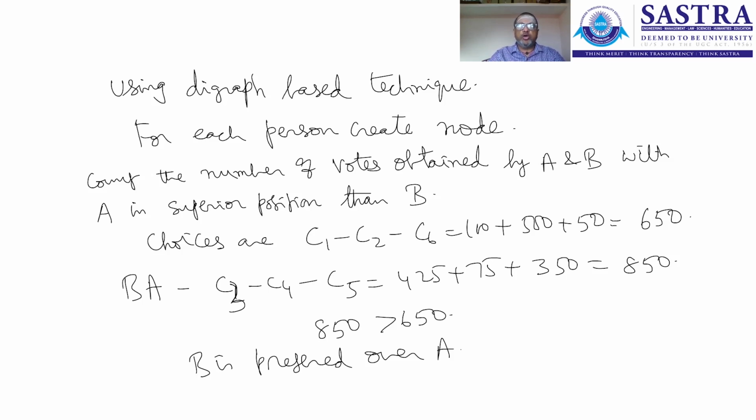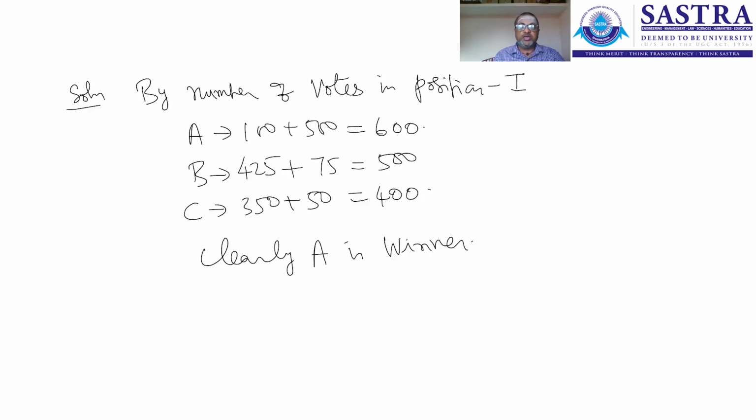I create a node or vertex for every person. Now I am going to compare persons A and B, and the number of votes obtained by A as well as B. I count the votes where A is in a superior position to B, that is, A is first choice and B is second choice, or A is second choice and B is third choice. A has a superior position to B in three choices, C1, C2 and C6.